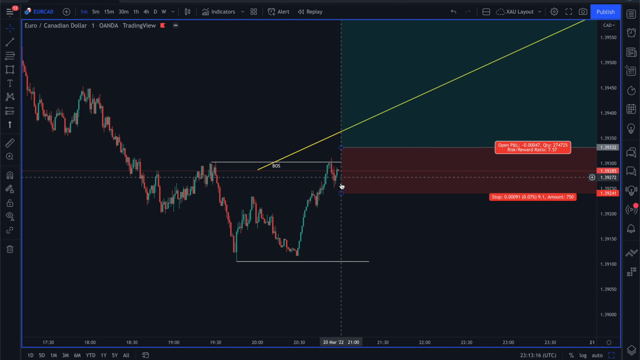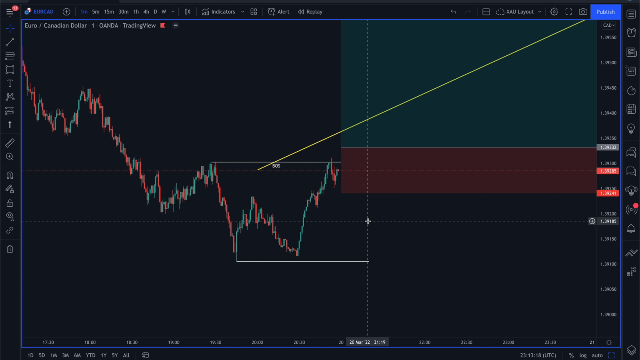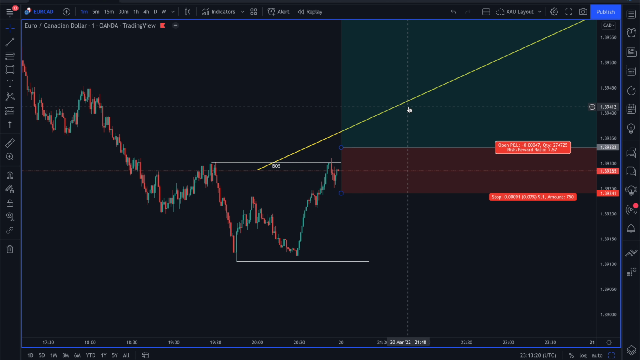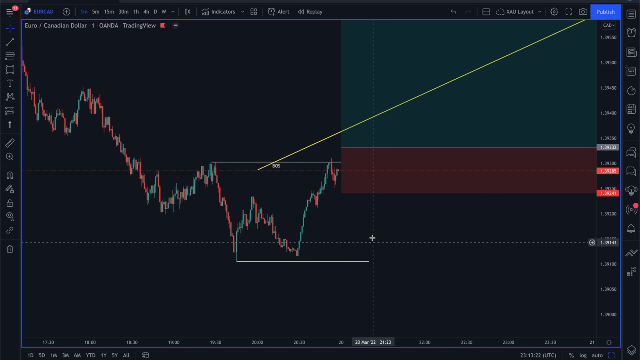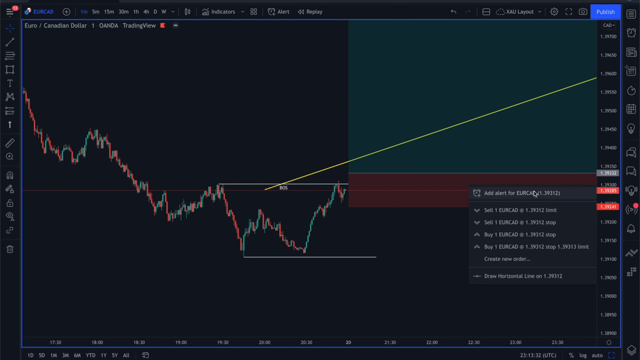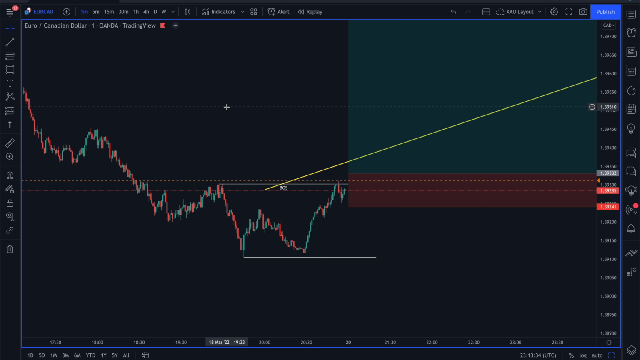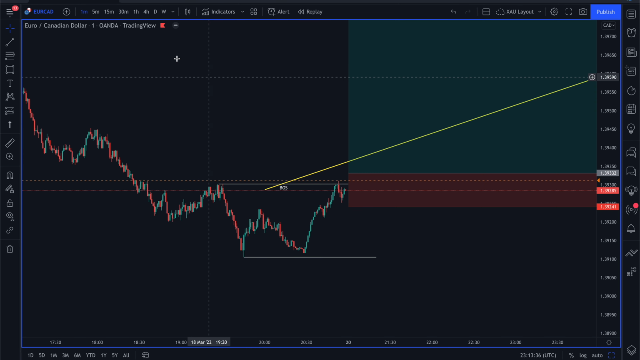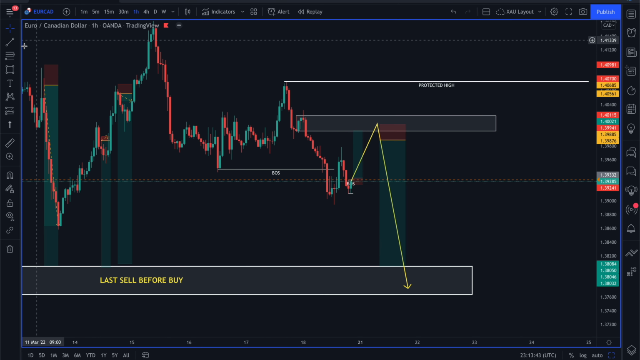Or if price wants to retest slightly before then taking its swing up, we could look to get in at the start of that impulse. So what I'm going to do is set an alert up here, wait for that to ping, and as soon as we have the right confirmation, I'll be jumping on. And then I'll also be setting an alert up here for when price taps into this area so we can look to capitalize on that sell.